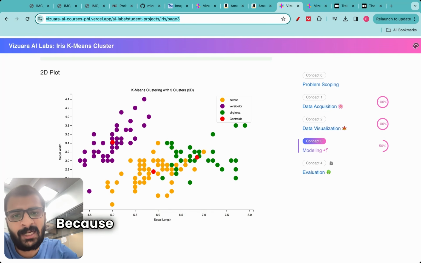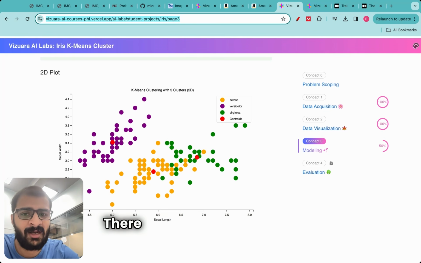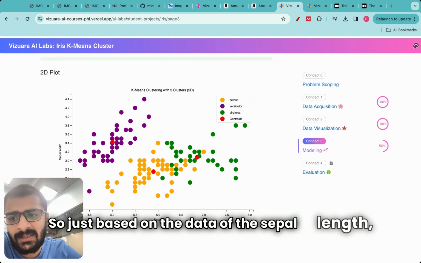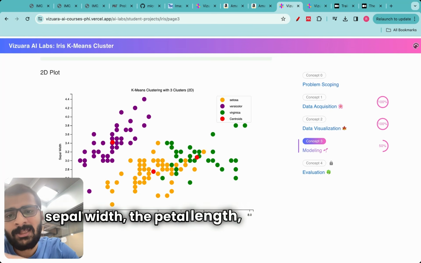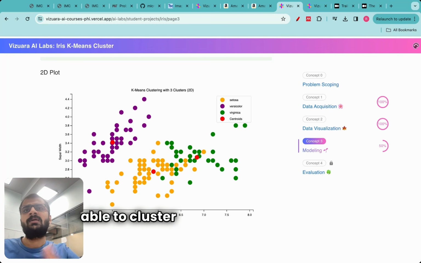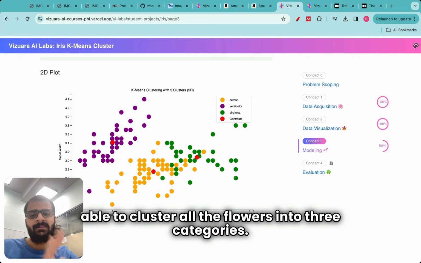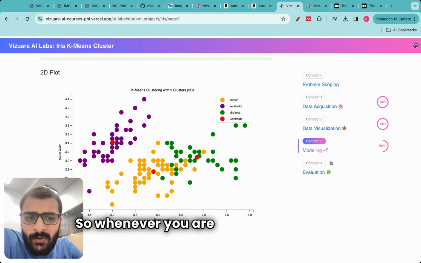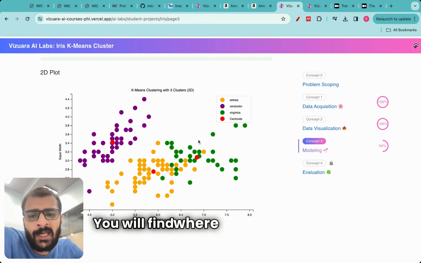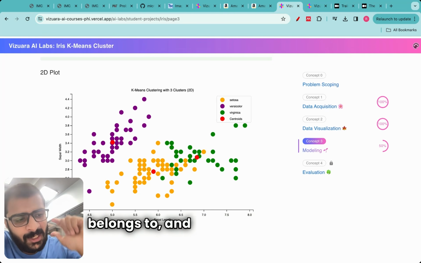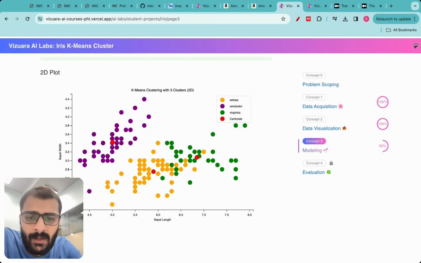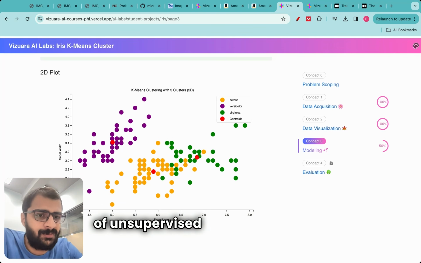That's amazing, right? Because that's actually what I told you earlier. There are three types of flowers. So just based on the data of the sepal length, the sepal width, the petal length, and the petal width, you are able to cluster all the flowers into three categories. So whenever you are given a new flower, you will just measure its sepal length, sepal width. You will find which species it belongs to, and then you will classify that new flower as this particular species. This is the true power of unsupervised machine learning.